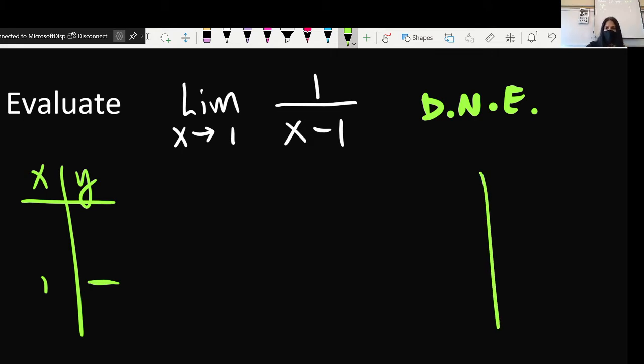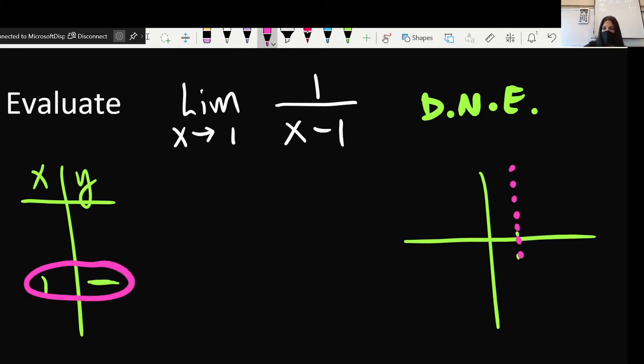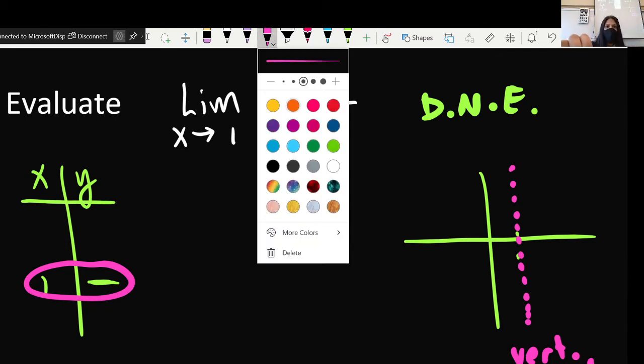Maybe as I'm doing that, I'll also sketch out what the graph looks like, because they're both just methods of showing exactly the same thing. So at my x value of 1, I know that if this is what's happening here, then I must have a vertical asymptote. Good? And we all know what that is. Review from last year.